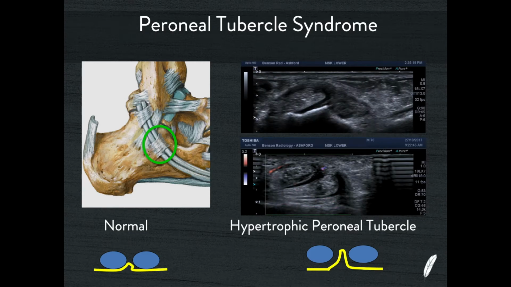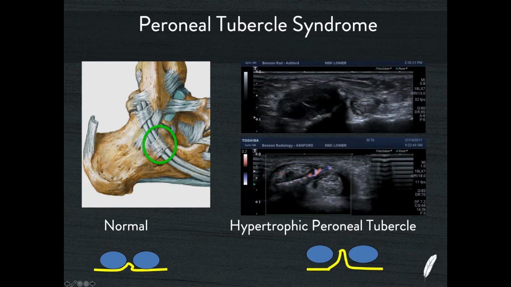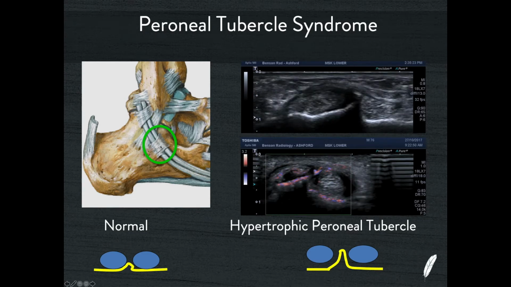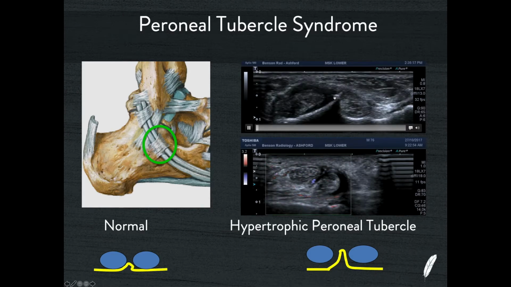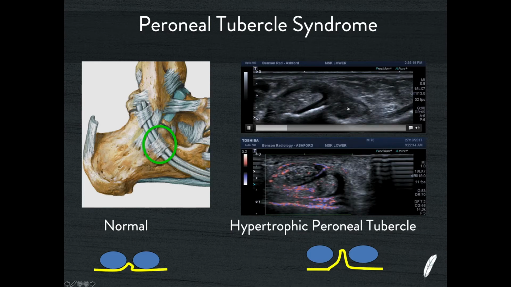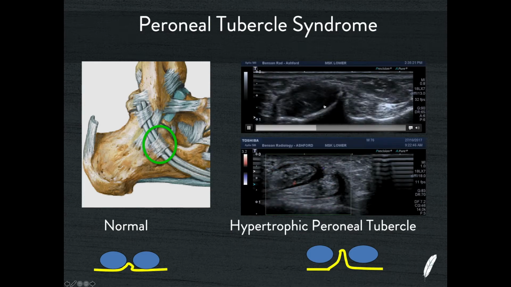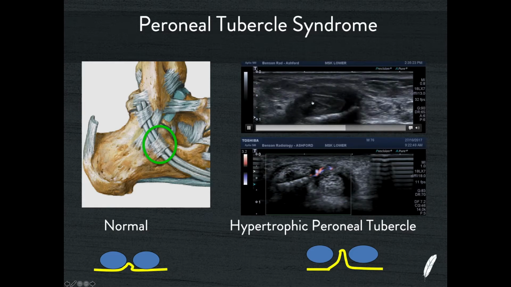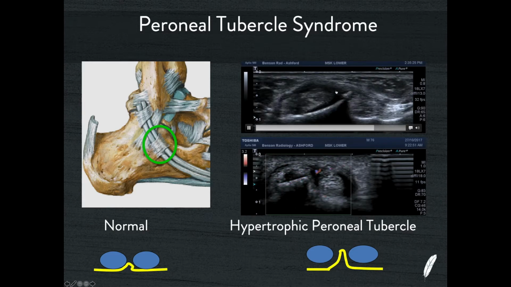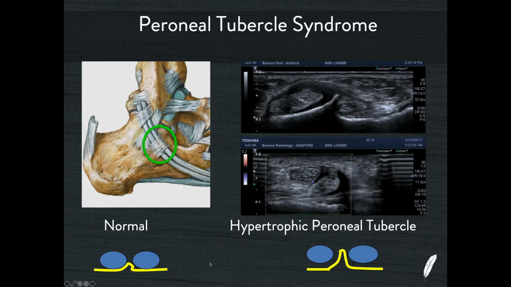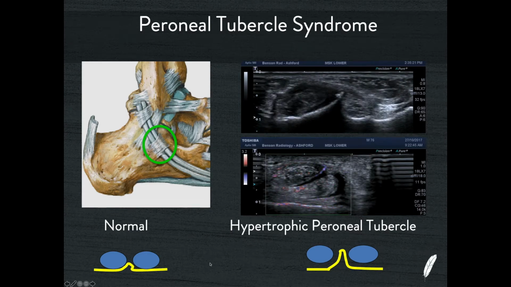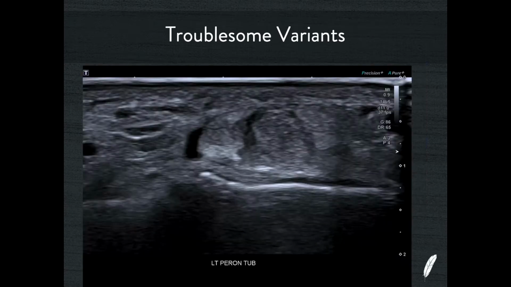So with peroneal tubercle syndrome, it's here at the level of the inferior peroneal retinaculum, and it's when most commonly you have a large hypertrophic peroneal tubercle, and you can see Peroneus brevis is quite happy here. Peroneus longus is very thickened, hypoechoic, hypervascular, and the retinaculum over Peroneus longus is hypertrophic. This is classic hypertrophic peroneal tubercle syndrome.